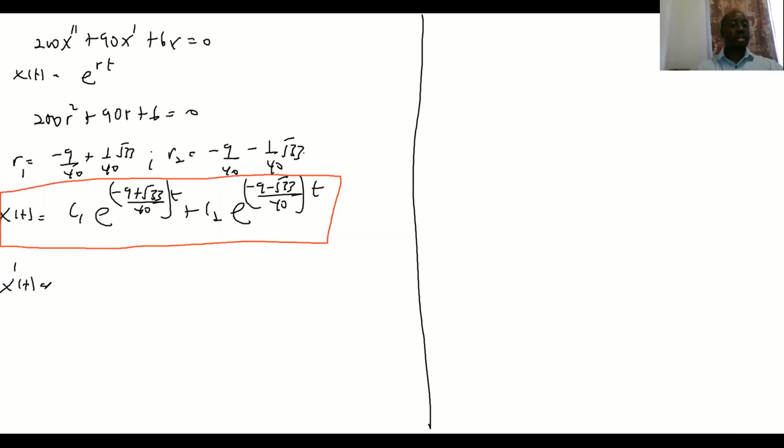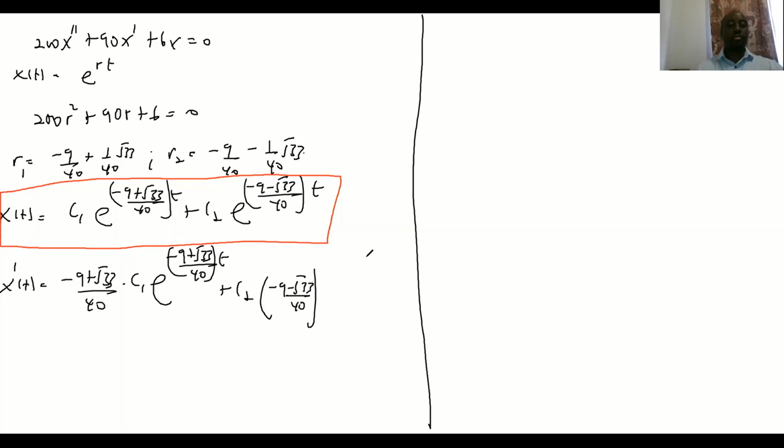And so we can calculate x prime as being minus 9 plus root 33 over 40 times C1 e to the minus 9 plus root 33 over 40 times t, plus C2 times minus 9 minus root 33 over 40 times e to that very exponent.